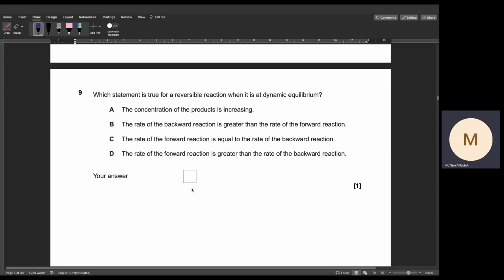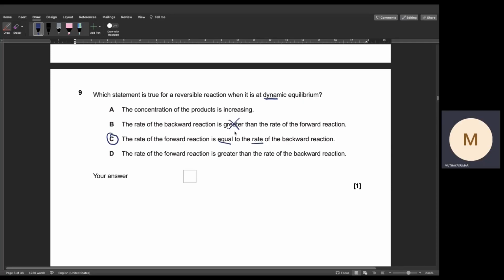Question 9, which statement is true for a reversible reaction when it's at dynamic equilibrium? So we've already looked at what equilibrium is, so we should be able to answer this question. The word dynamic just means the reactants are changing into products, products are changing into reactants. So we're saying that both processes are happening, both molecules on the left and the right are constantly changing into each other. So based on this, we can confirm that the answer is C. The rate of forward reaction is equal to the rate of the backwards.